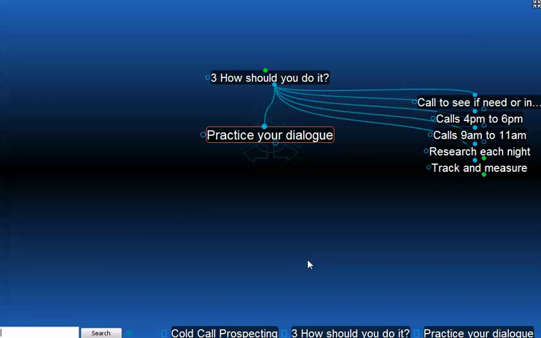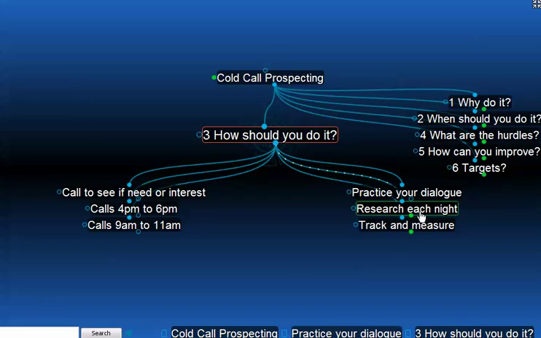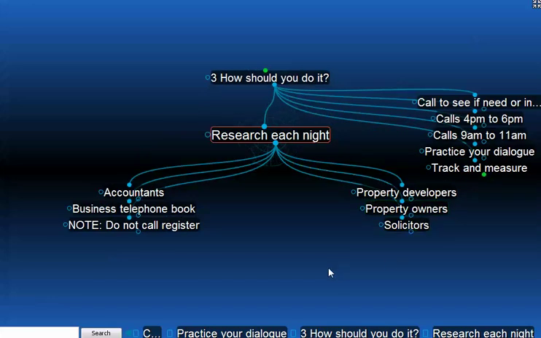If you practice your call dialogue every morning when you first get up, even before you reach the office, it's going to help your conversions in a radical way. That being said, each night, beyond practice, you will need to research the people to call the next day.